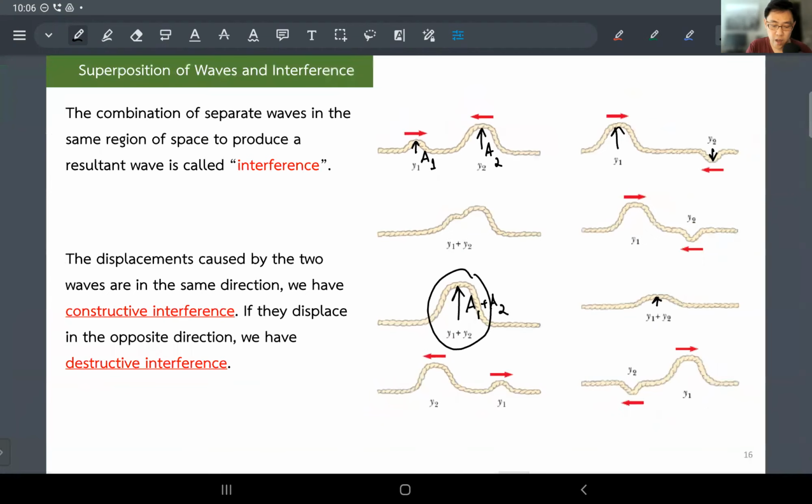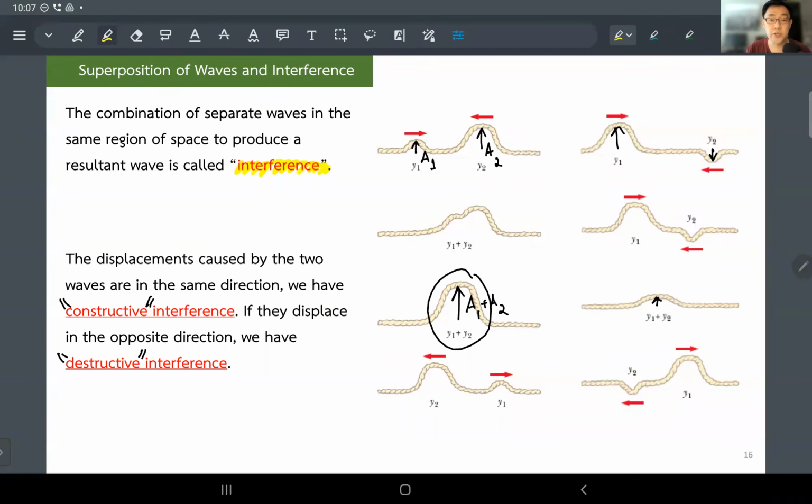All right. So that means there are two extreme cases. The one on the left, we call it they are combined constructively. Okay. And the one in the right column, we call it they combine destructively. And the combination of two or more waves, we call this phenomenon interference.